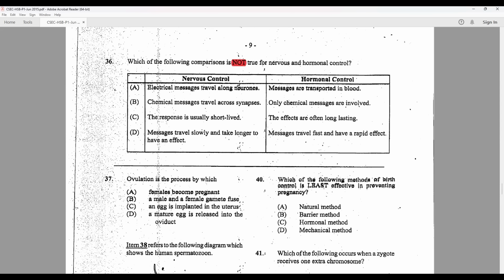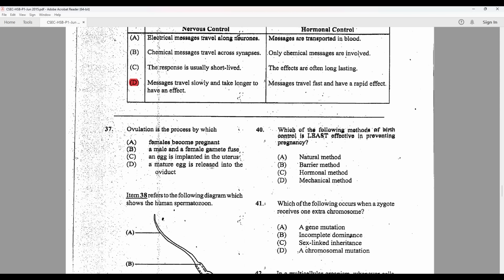The nervous system, it's electricity, it's going really fast. So by saying messages travel slowly, that falls into not true. Likewise, for the hormonal control, messages travel fast and have rapid effect. That, again, is not true. So the answer for question 36 is D.